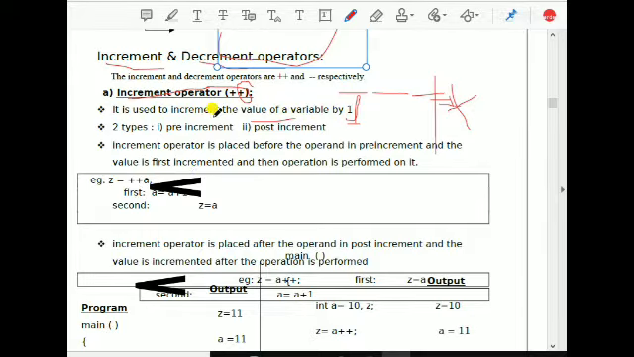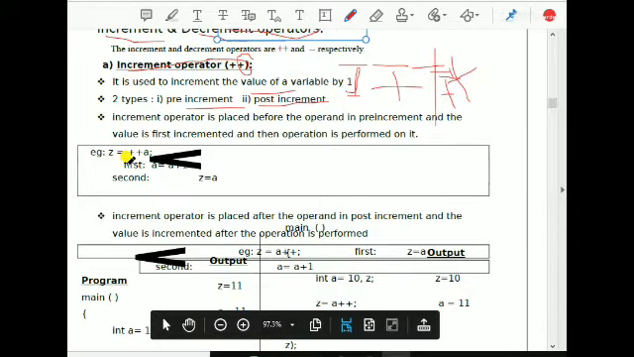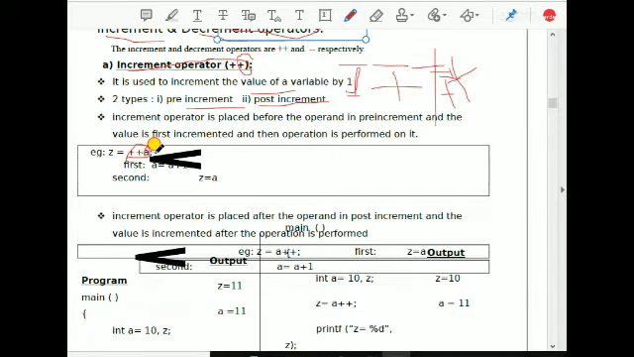And there are two types of increment, pre-increment and post-increment. Pre means it will come before the number only, and post means it will come after the number. See here, this is pre because it is coming before the number. We can assume a as a number like 7, 2, anything you can assume.